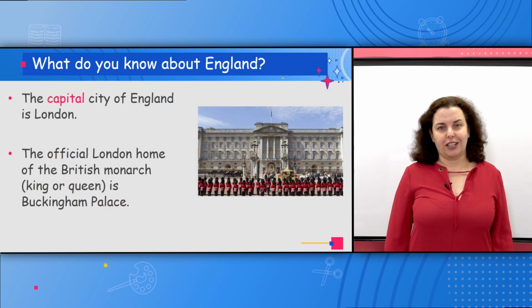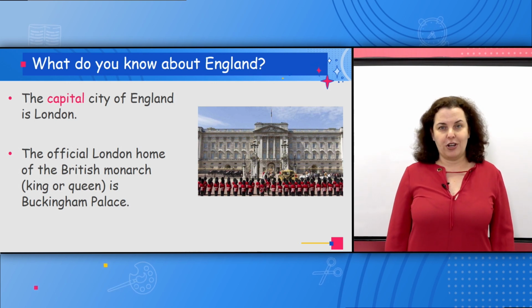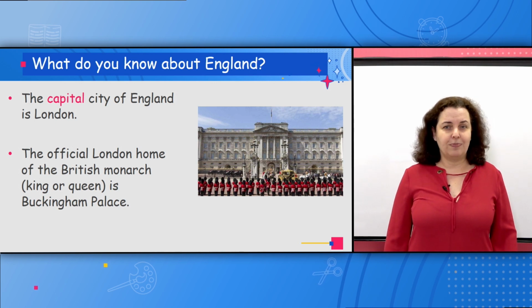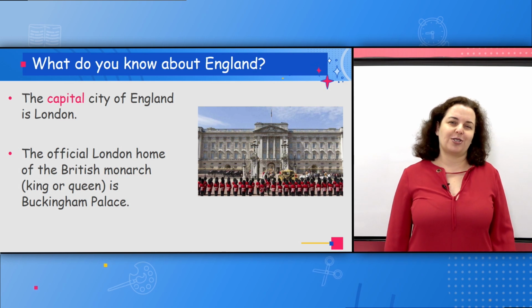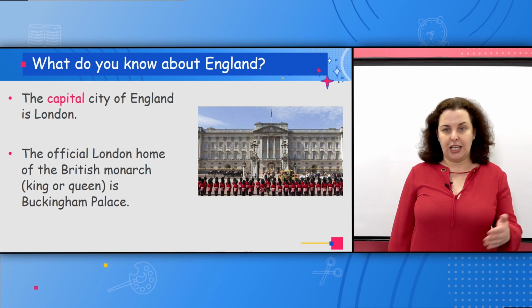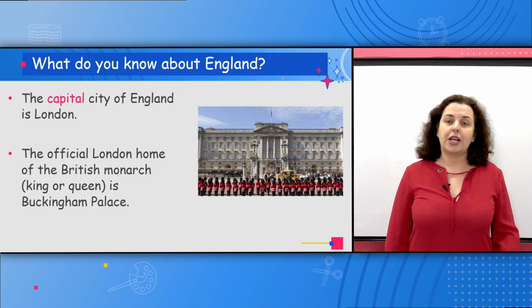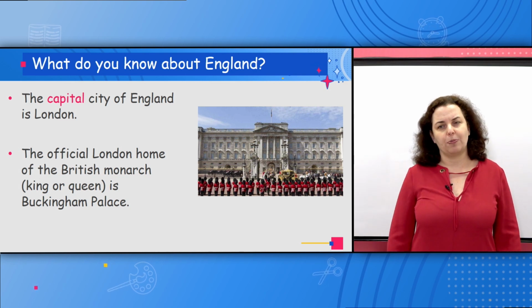The capital of England is, of course, London. You see here a very, very famous monument in London. And do you know what that is? Of course. The official London home of the British monarch, the King and the Queen, is called Buckingham Palace. And this is what you see in the picture.